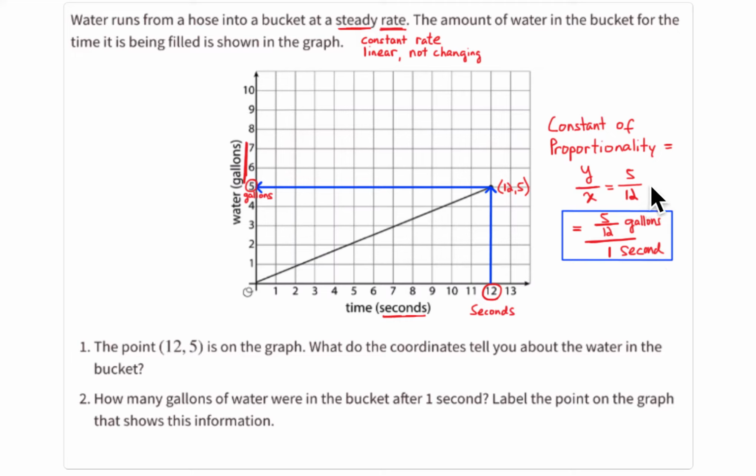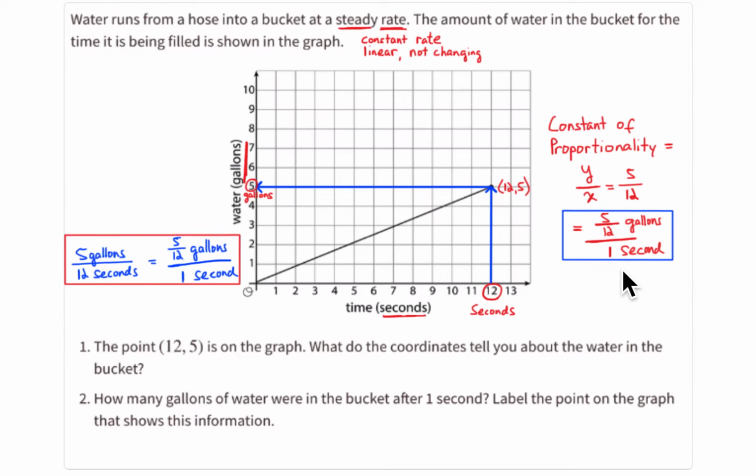So if you do this division, this is the constant of proportionality. It works out to be 5/12 gallons per 1 second. Whenever you have a fraction like this, and you divide it, 5 divided by 12, that becomes 5/12 per 1. In this case, per 1 second. So it's 5 gallons per 12 seconds, which is equal to 5/12 of a gallon per second.